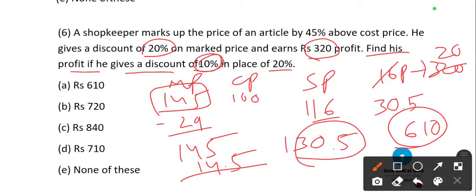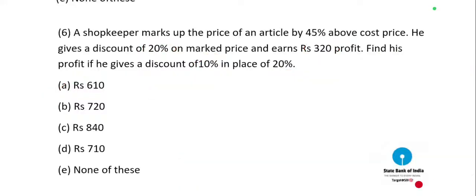It is 610. How did you get 710? Did I make any mistake? I think I am right. Please cross check, Mr. Tarun. Okay. Next question.